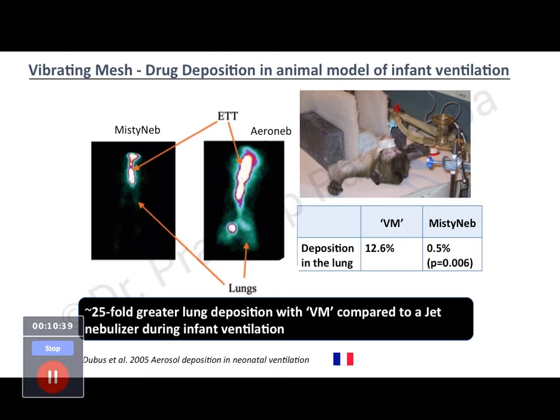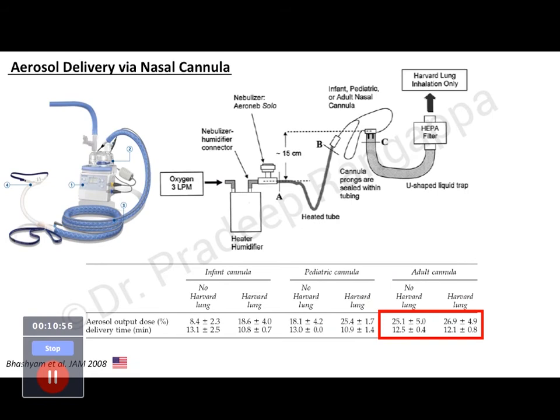This was a French study which was done in a monkey, and as you see that was statistically significant. So again, here they showed there was a 25-fold greater lung deposition with vibrating mesh compared to jet nebulizer during infant ventilation. So this was an animal model from the French group. That's about mechanically ventilated. Those are the studies which emphasize how the type of nebulizer may make a difference, and position. I think for me the science of position is important because that is something we should adopt whichever we are using.